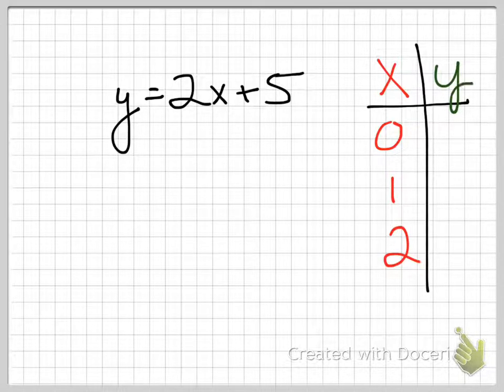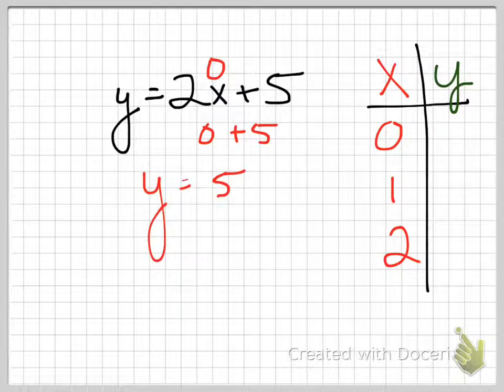So this is what I'm just trying to show you, for those of you who are still trying to figure out this whole plug and chug: put in the red, get a green. So I'm going to say 2 times 0 is 0. 0 plus 5 is 5. So my y is equal to 5. So my range value is a 5. When x is 0, y is 5.